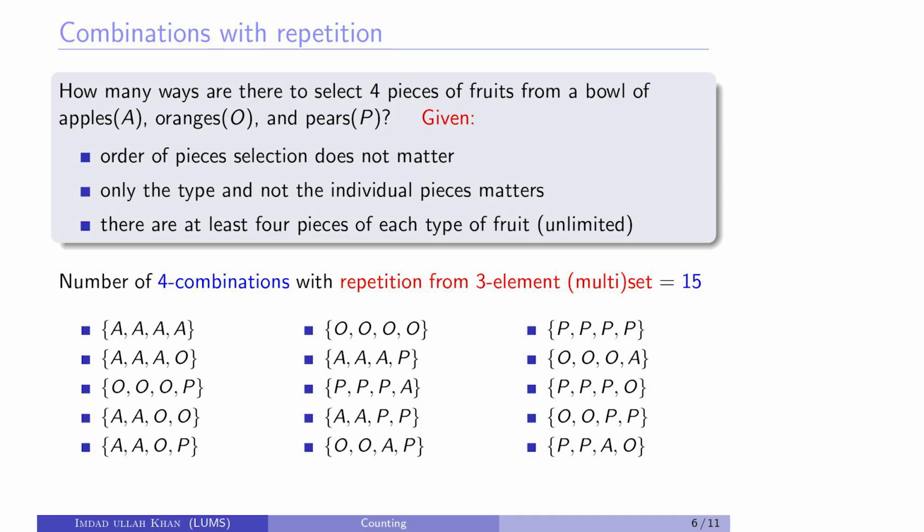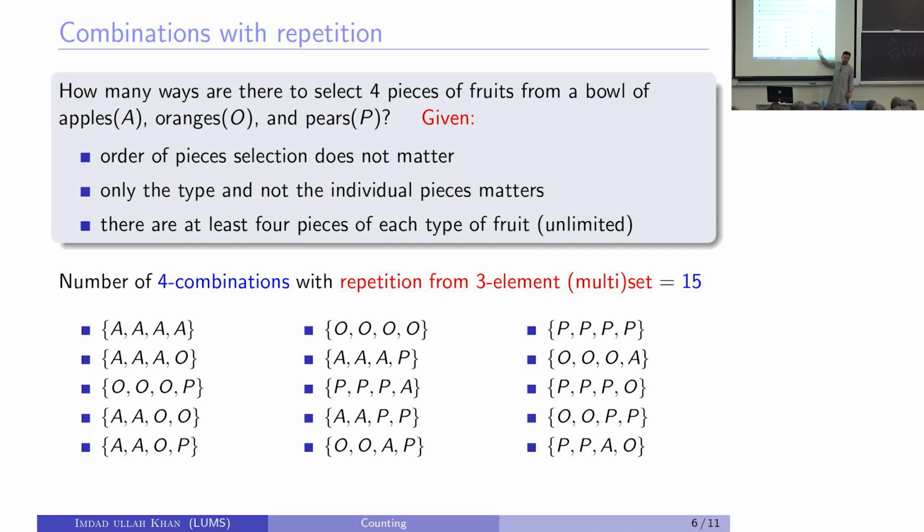See this? 4 apples, 4 oranges, 3 apples and 1 orange, 2 apples, 1 orange and 1 pear, and all this kind of stuff. Order is not important. This p is the same as this p, indistinguishable, and the length is 4. And there is an infinite supply of p's and o's and whatever a is available. Is this clear? We have no machinery for this so far.